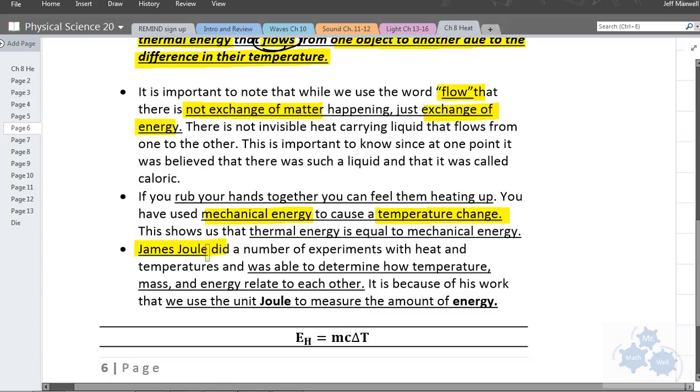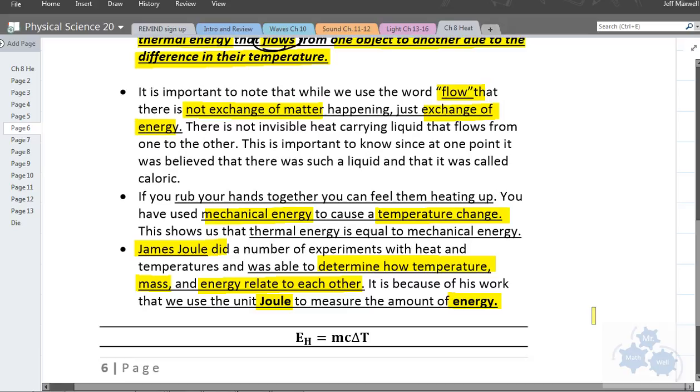James Joule did a number of experiments with heat and temperature and was able to determine how temperature, mass, and energy relate to each other. Because of his work, there's a unit called the joule, which is used to measure the amount of energy. So when you hear the word joules, that's a unit to measure energy.